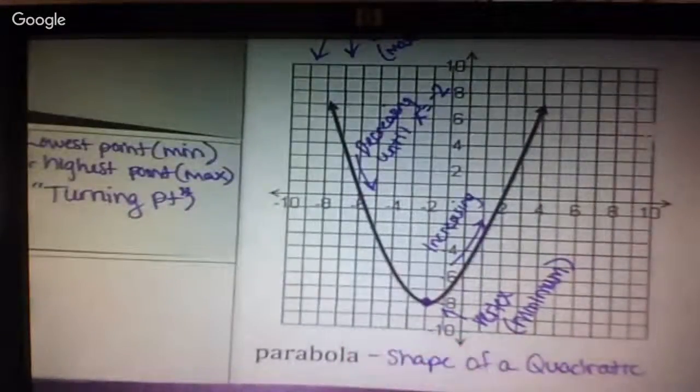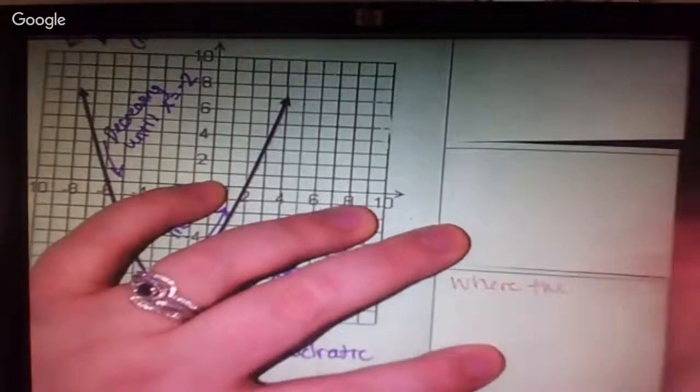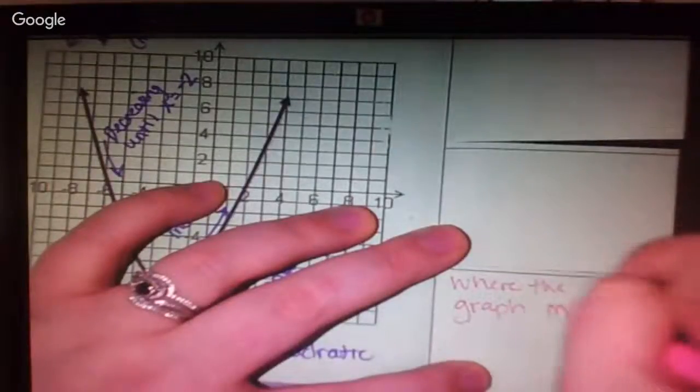Okay. So, if I asked you what a y-intercept was, what would you tell me? Where your graph intersects the y-axis. So, this bottom flap, where the graph intersects the y-axis.